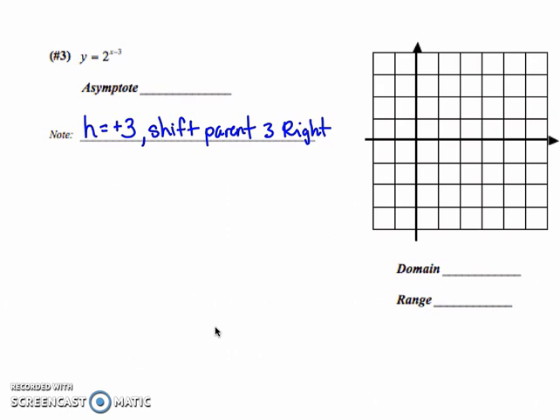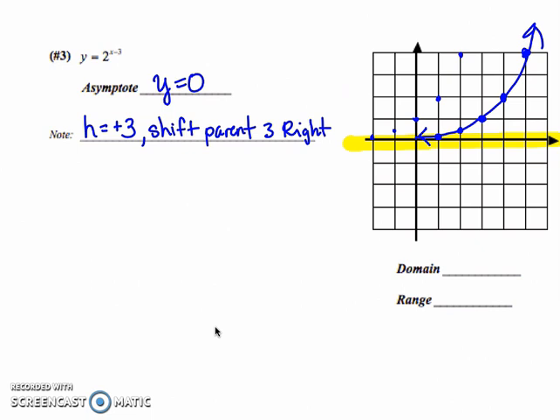Since we're not changing our y values, we're not changing our asymptote, we're still going to have a horizontal asymptote at y equals 0. So I'm going to go ahead and sketch that in right away. And I know what my parent points look like, so I'm quickly just going to sketch those in. There they are. But now if I'm shifting all of my points 3 units to the right, my final graph is going to look like that.